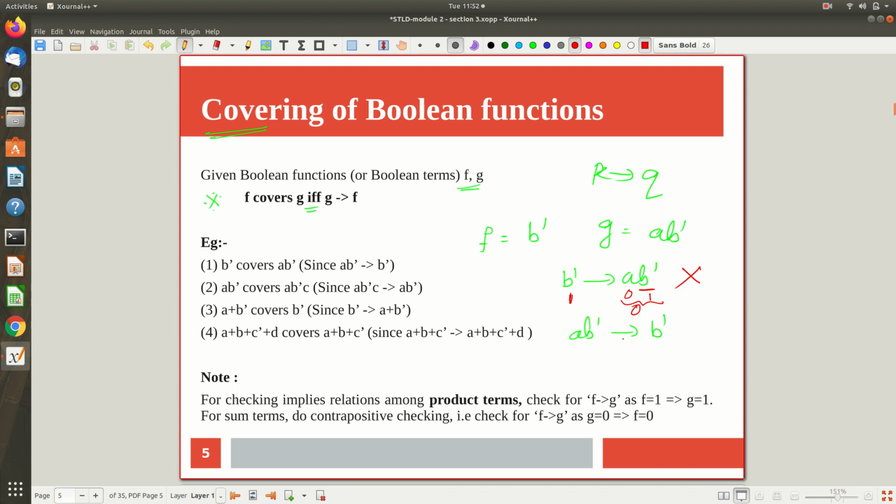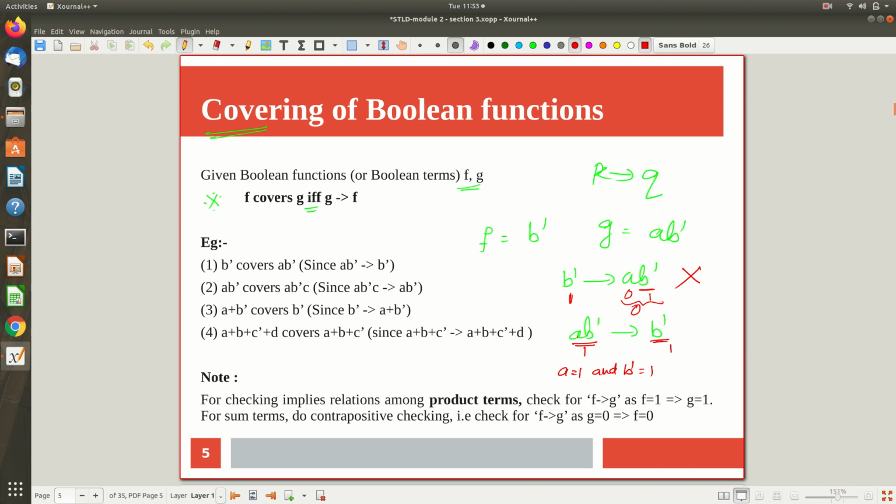Now what about this? Here the information I have is AB dash is 1. So definitely AB dash is 1. And this is an AND operation, right? An AND operation will give you 1 only when A is equal to 1 and B dash is equal to 1. So this is for sure. Whenever this left part is 1, as it is an AND operation, I want both the individual operands to be 1. So definitely I can say that this is 1. So the second condition is true.